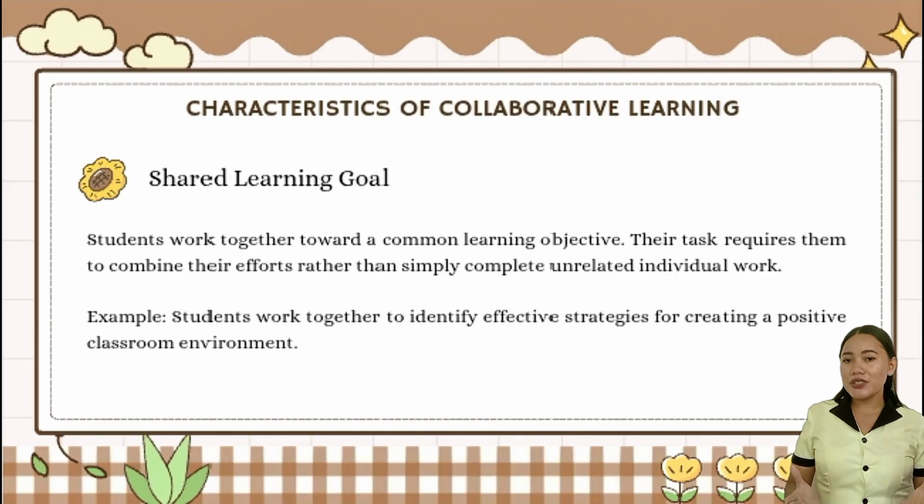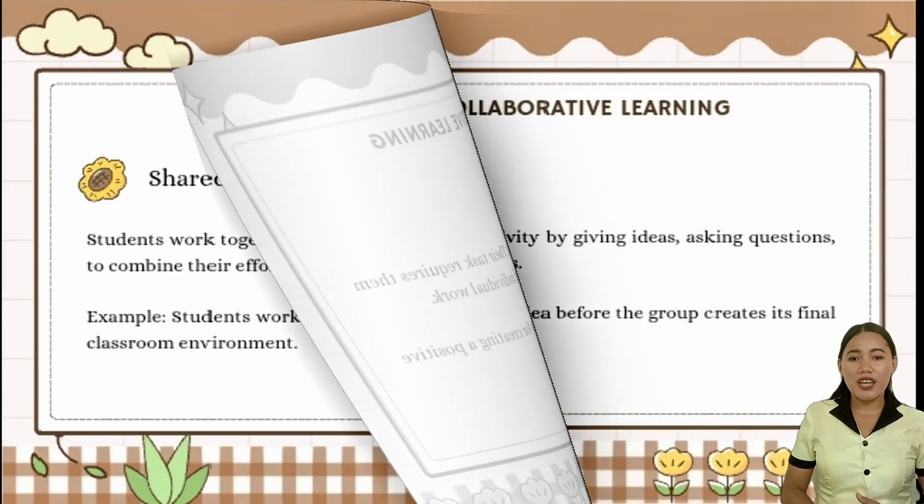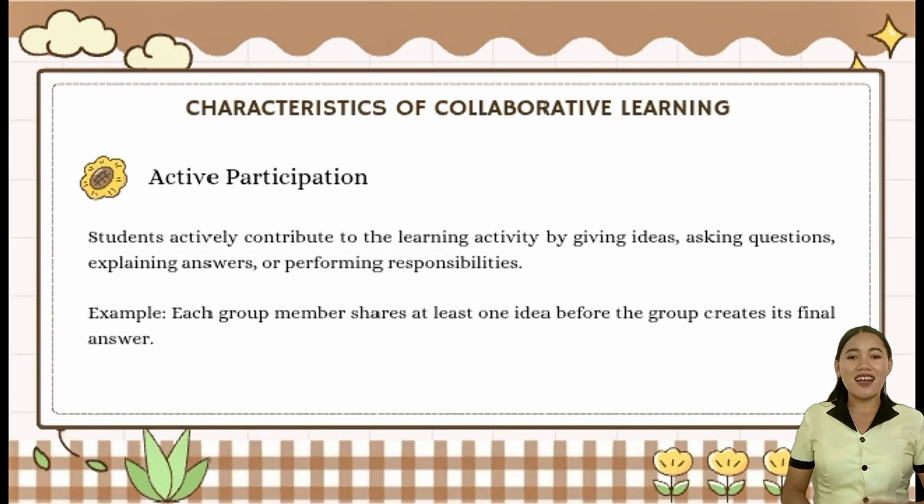So in simple terms, students are not only asking, what do I need to finish? Instead, they are also asking, what are we trying to accomplish together? The second characteristic is active participation. Students need to be involved in the learning process by sharing ideas, asking questions, explaining answers, or performing responsibilities.